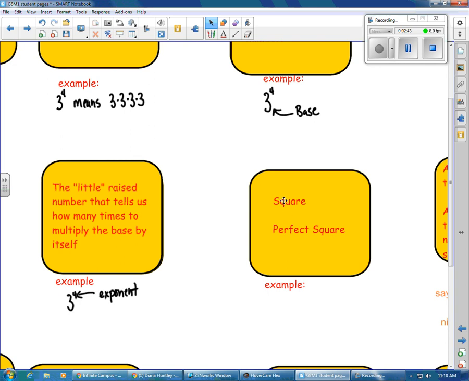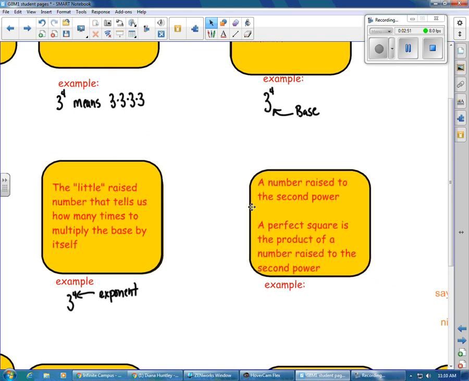The next one, square and perfect square, these are not synonyms, but we're going to define both of them. A square is a number raised to the 2nd power. If we raise a number to the 2nd power, we say it's squared. So if I have 3 to the 2nd power, I would say 3 squared. A perfect square is the product. And if you remember, product is what you get after you multiply something together. So 3 times 3 is what 3 squared means, and that's 9. And 9 is the perfect square here.